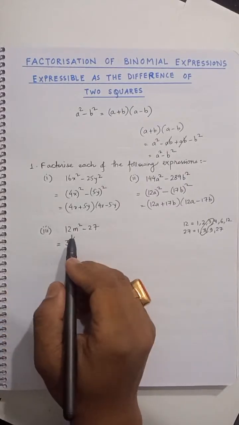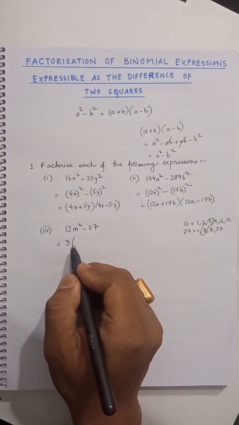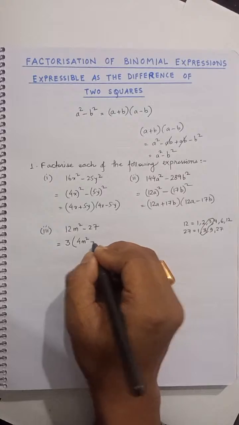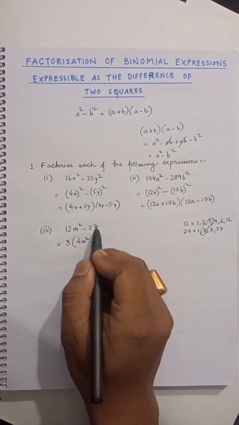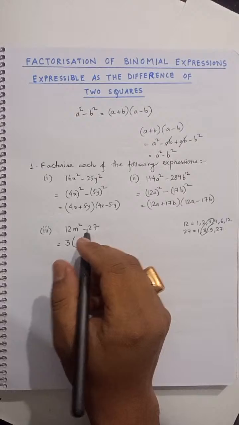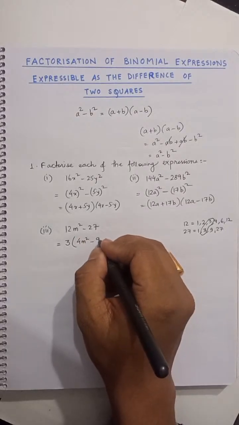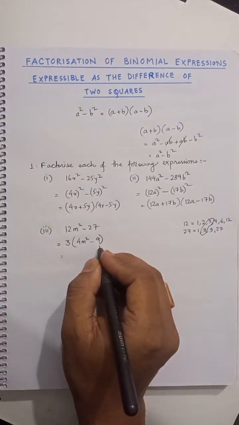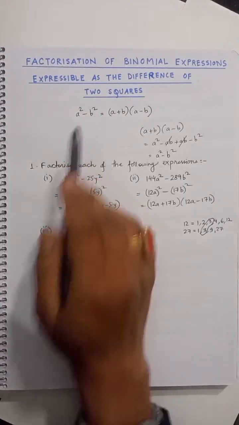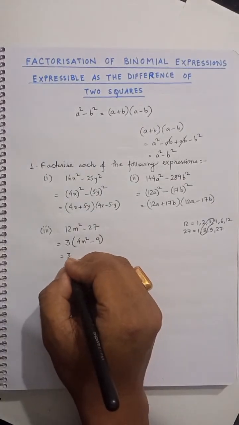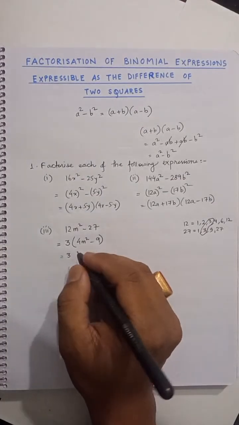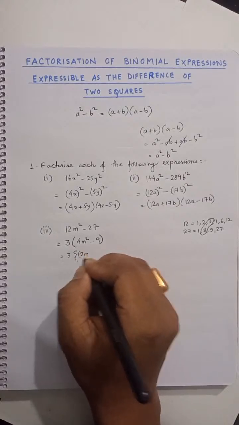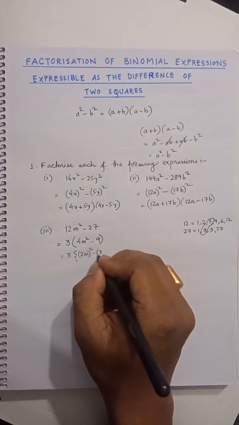So 3 into 4 is 12. So when you are taking out the 3 as a common factor, you will be left with 4m square. And when you are taking out the 3 from 27, you will be left with 9. So this 4m square minus 9 can be expressed as the difference of two squares. So I will change the form of the bracket. I will write this as 2m whole square minus 3 whole square.